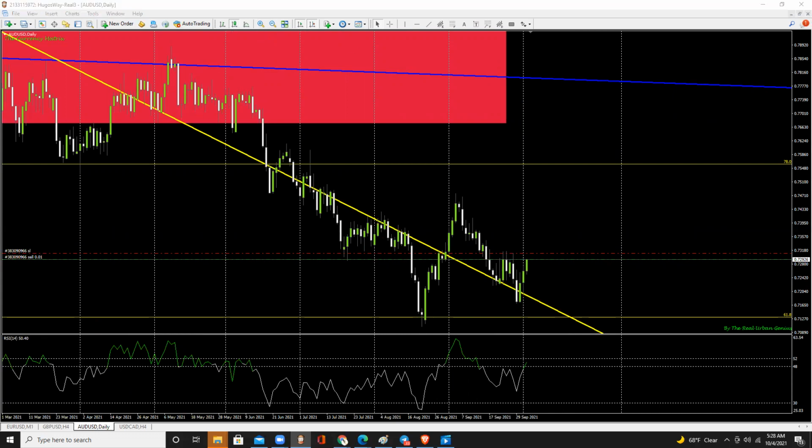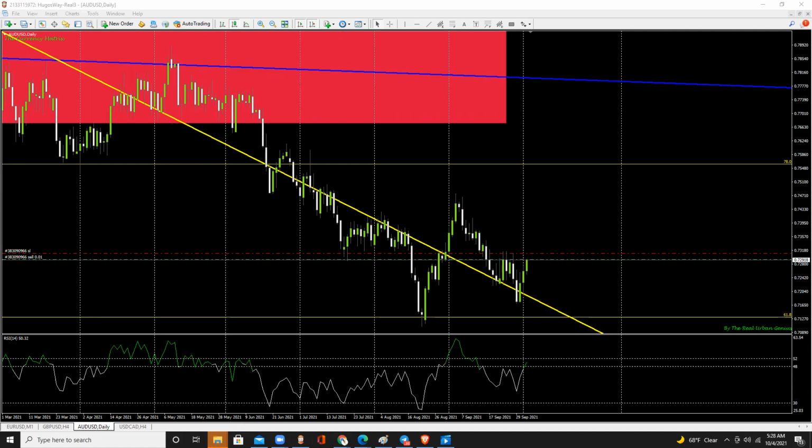Are there any questions so far? I'll pause for a minute. Are there any questions so far on anything that I've done on this top-down analysis so far on this Aussie USD? All right, good deal. I take that as a no.